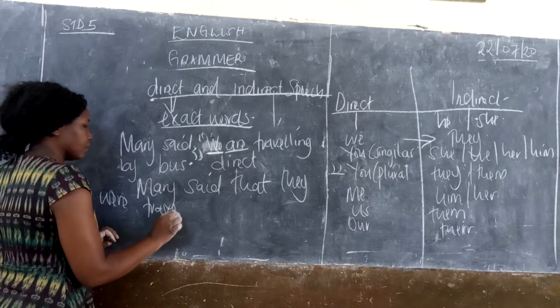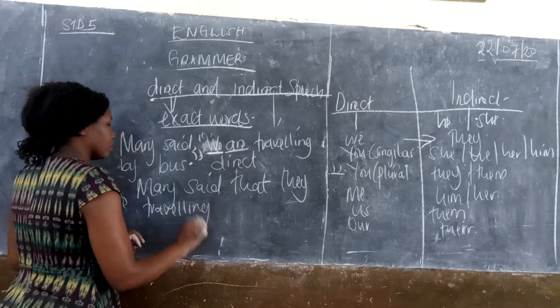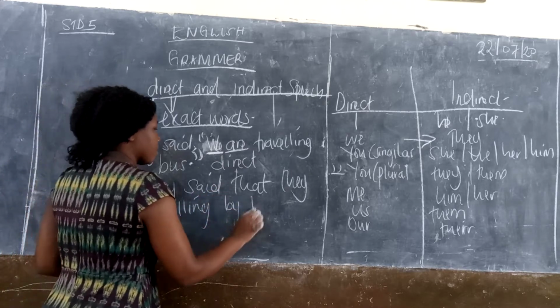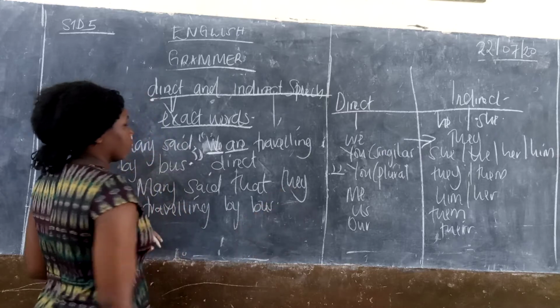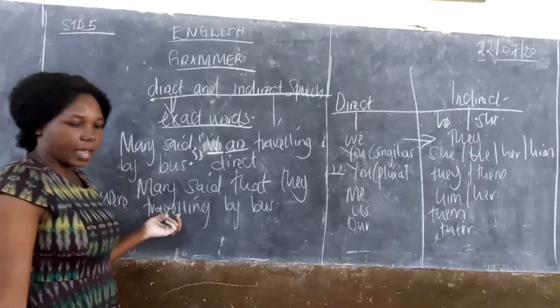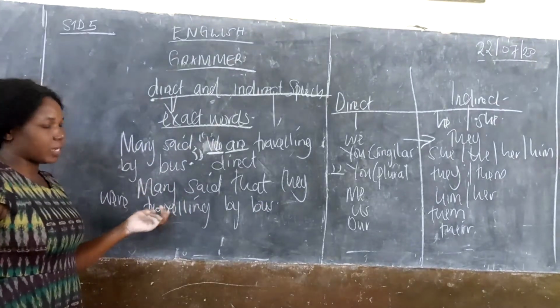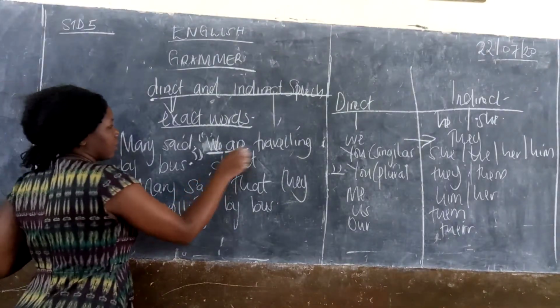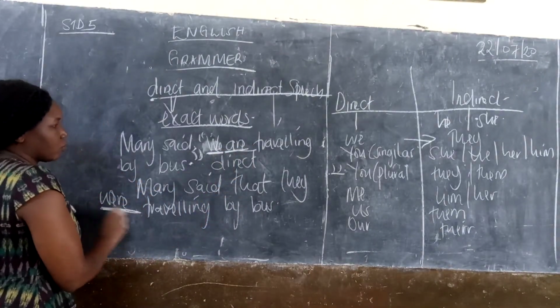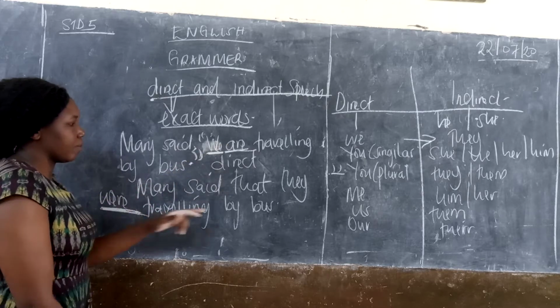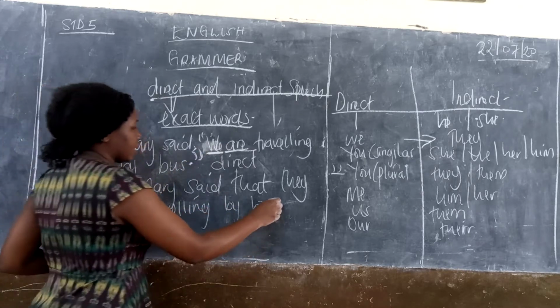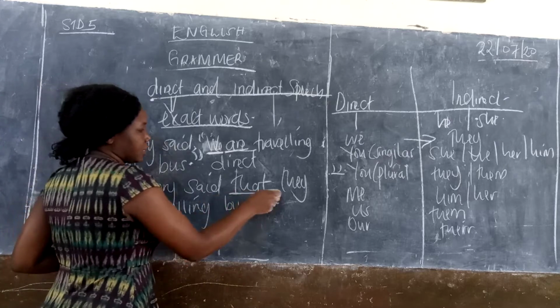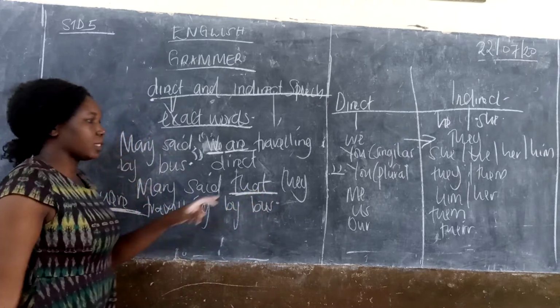traveling by bus. Mary said that they were traveling by bus. Because there are many, "are" now becomes what? They were traveling by bus. They were traveling by bus. Don't forget this, that. Don't forget that.